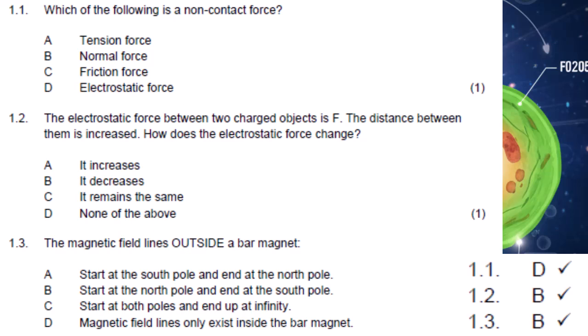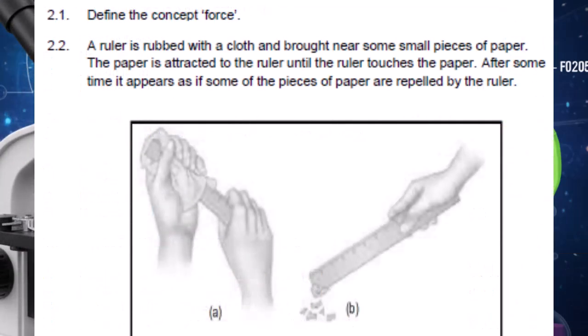Cool. Moving on to Q1.3 about magnetic fields. Specifically, the field lines outside a bar magnet. Where do they go? The convention we use is that the field lines emerge from the North Pole and curve around to enter the South Pole. So that's option B. North to south, outside the magnet. Right. Inside, they actually run south to north to complete the loop. But the standard visualization focuses on the external field, N to S.